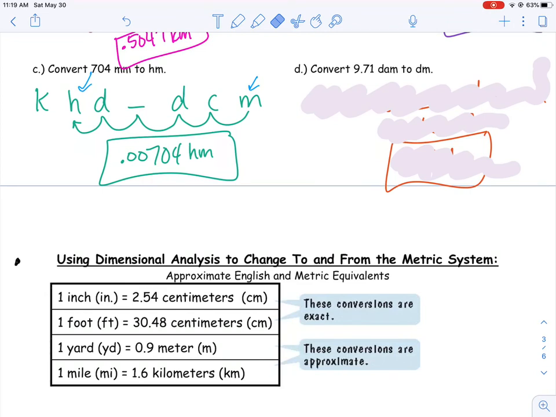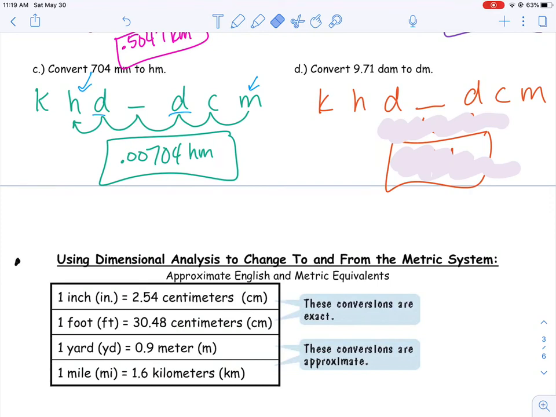All right, D: 9.71 decameters to decimeters. All right, so here's kind of important. We have two different D's in this saying, and so you've got to pay attention to which one is which, D, decimeters versus decameters. And so make sure that you know which one goes first and which one goes second, okay? All right, King Henry died Monday drinking chocolate milk.